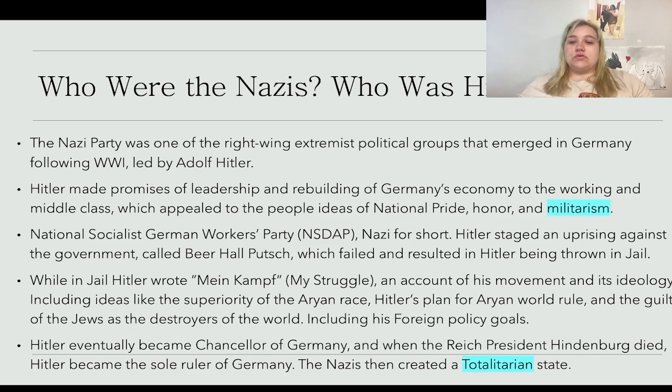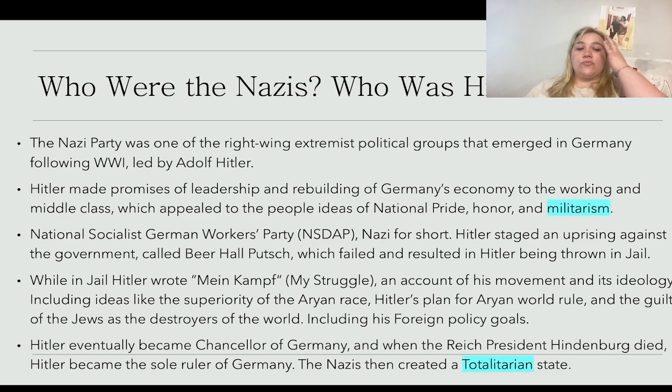Then we have the National Socialist German Workers' Party, or Nazi for short. Hitler staged an uprising after forming this, called the Beer Hall Putsch, which failed and resulted in Hitler being thrown in jail. However, while in jail, he writes Mein Kampf, or My Struggle, which is an account of his movement and ideology, including ideas like the superiority of the Aryan race, Hitler's plan for Aryan world rule, and the guilt of the Jews as the destroyers of the world.